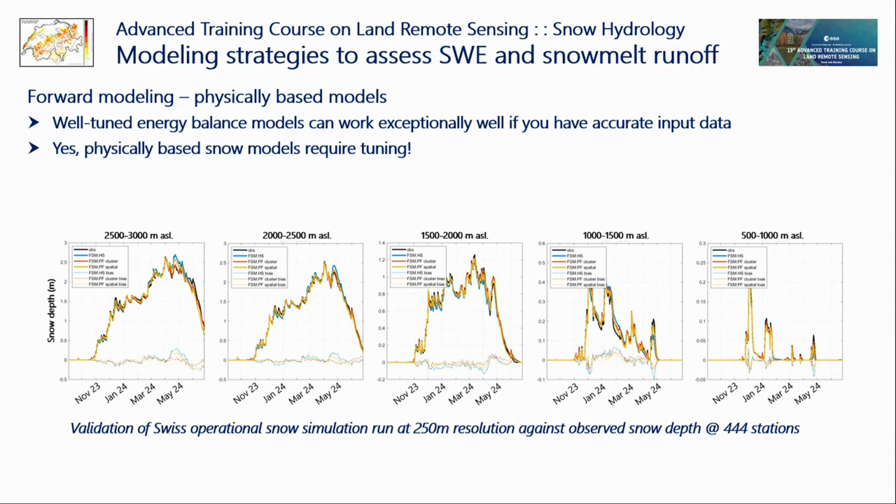And then, you can get an energy balance model to work exceptionally well if you have, as I pointed out, accurate input data. But be aware, and that may or may not come as a surprise, physically based models also have lots of parameters that need to be tuned. So if you think, yeah, that's physics, that's easily transferable, it just works out of the box. No, it doesn't. A temperature index model has, I don't know, 10 parameters.